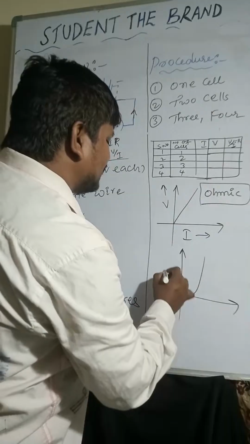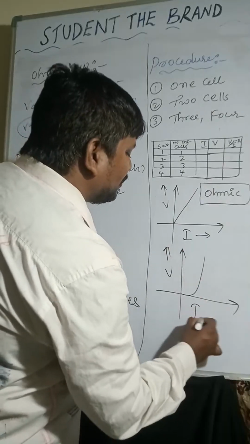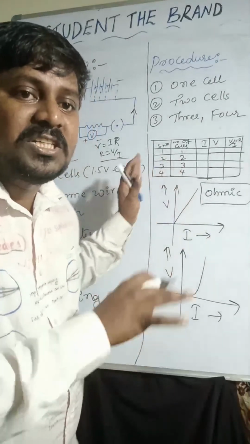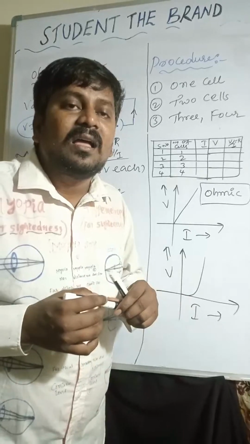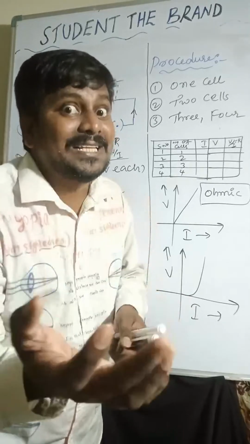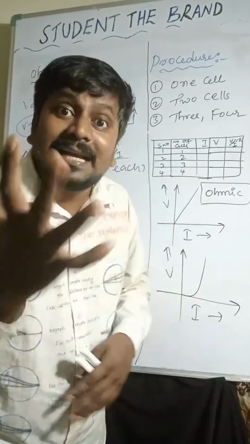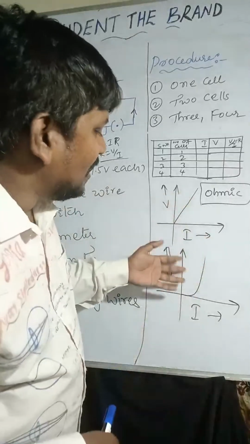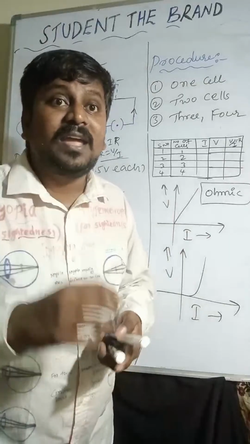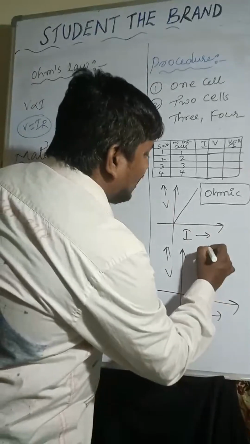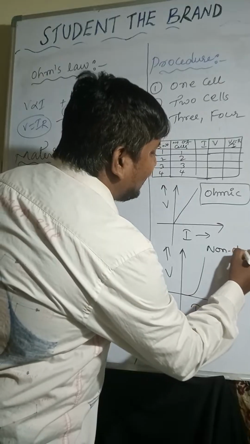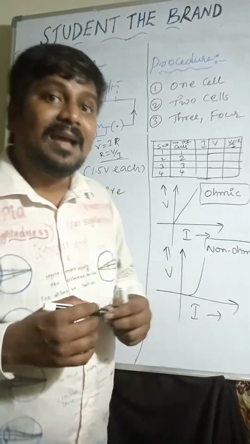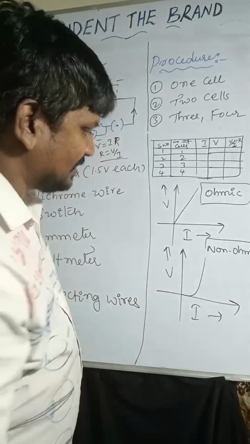Non-ohmic conductors. The substances, the conductors, resistors or circuits which do not obey Ohm's law, those are called non-ohmic conductors. Non-ohmic. What are those? Yes or no?